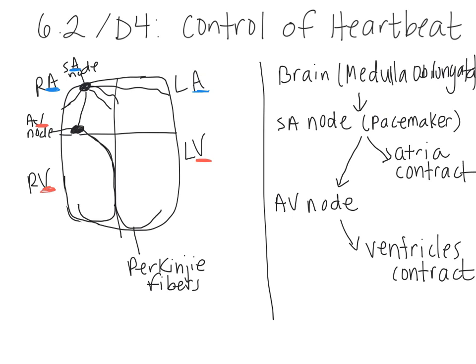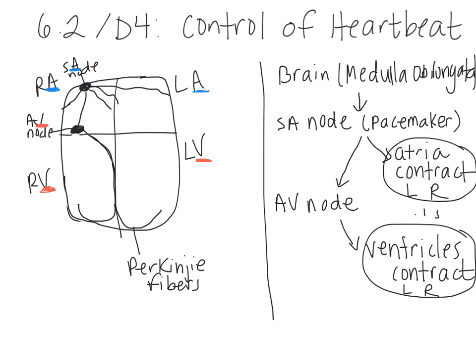Also, judging by this sequence, we should be able to note that it is the atria that contract first and then the ventricles contract. The left and the right atria contract together, followed about 1/10 of a second behind by the ventricles, and the left and right ventricles contract together. So there's about a 0.1 second difference between those contractions, and that is what we refer to as the lub-dub. And this is the control of the heartbeat.